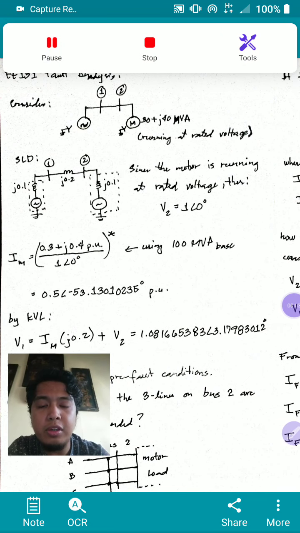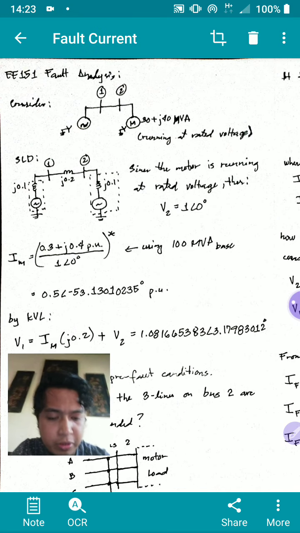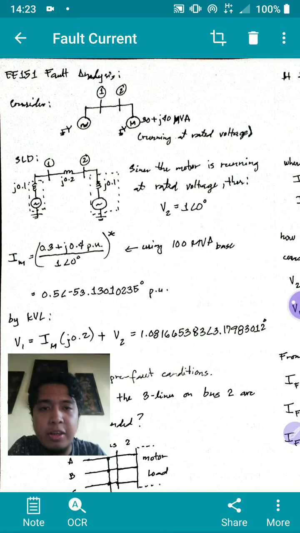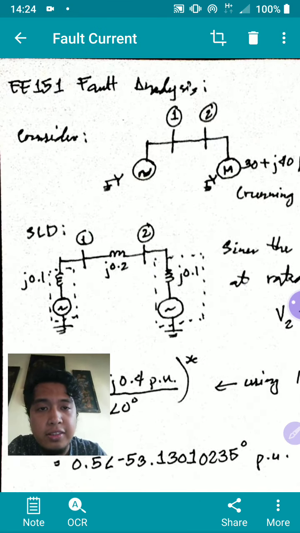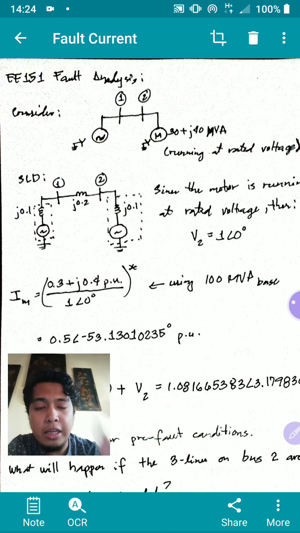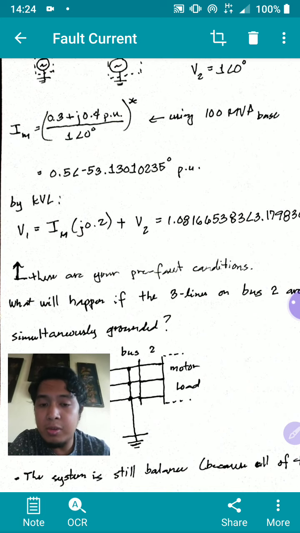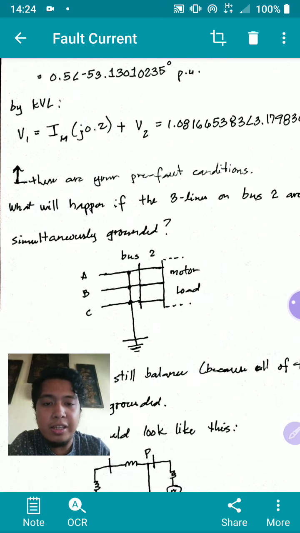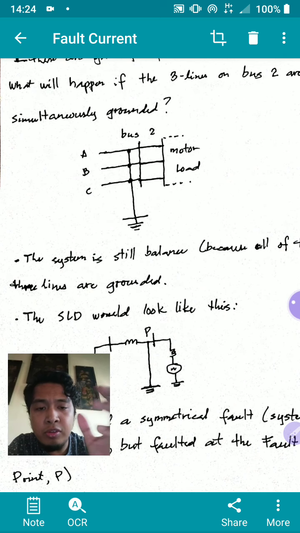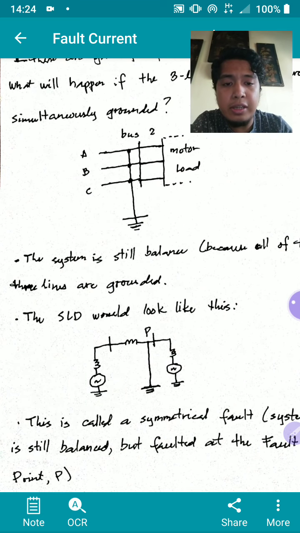Okay, so on my last video, we talked about an introduction to fault analysis. I basically discussed this example and then how to get the pre-fault conditions. It's basically just your load flow. If the circuit is very small, you can just use circuit analysis. Madali lang siya. And then I introduced you to symmetrical faults.